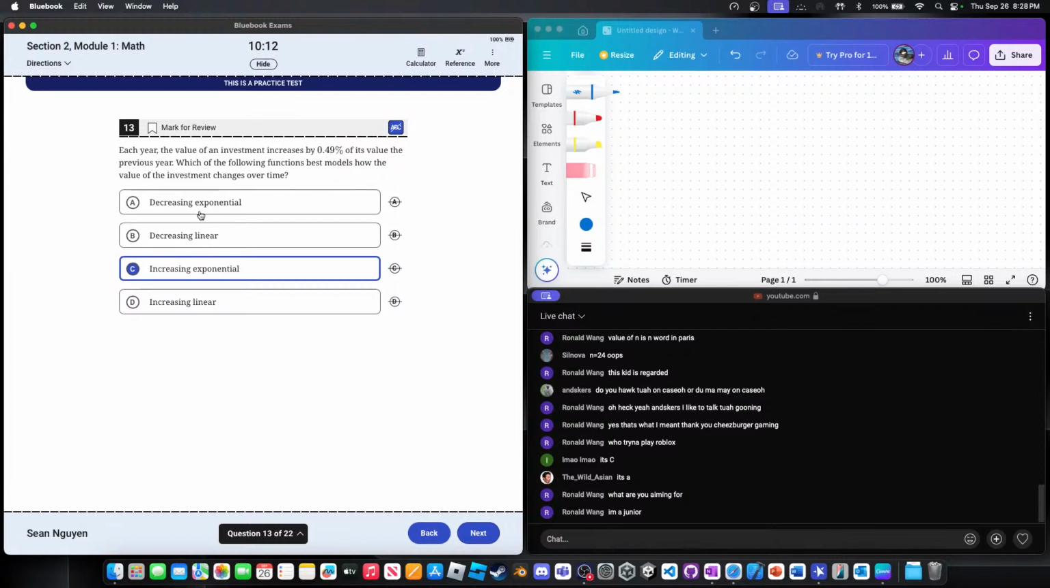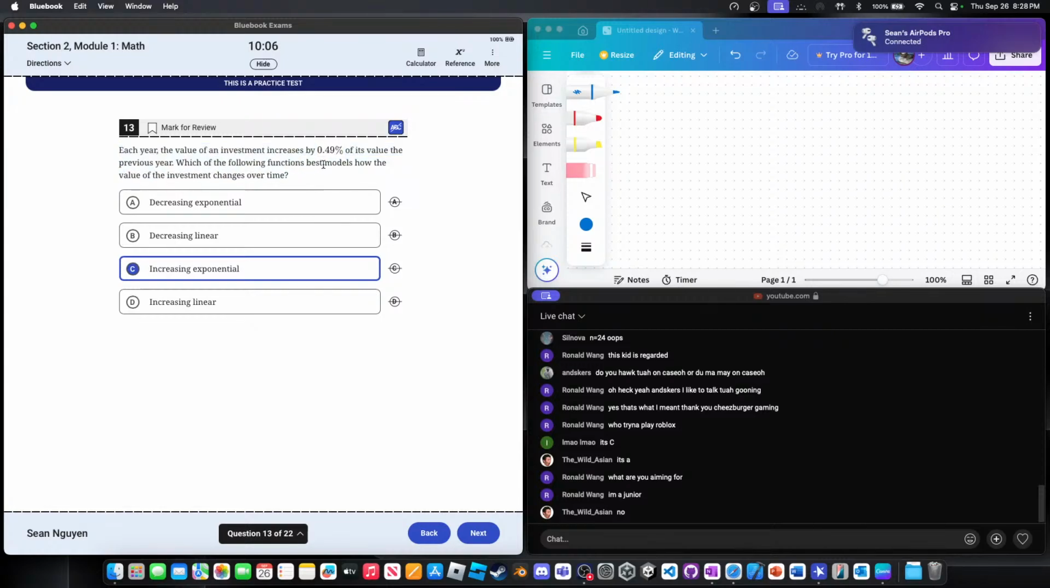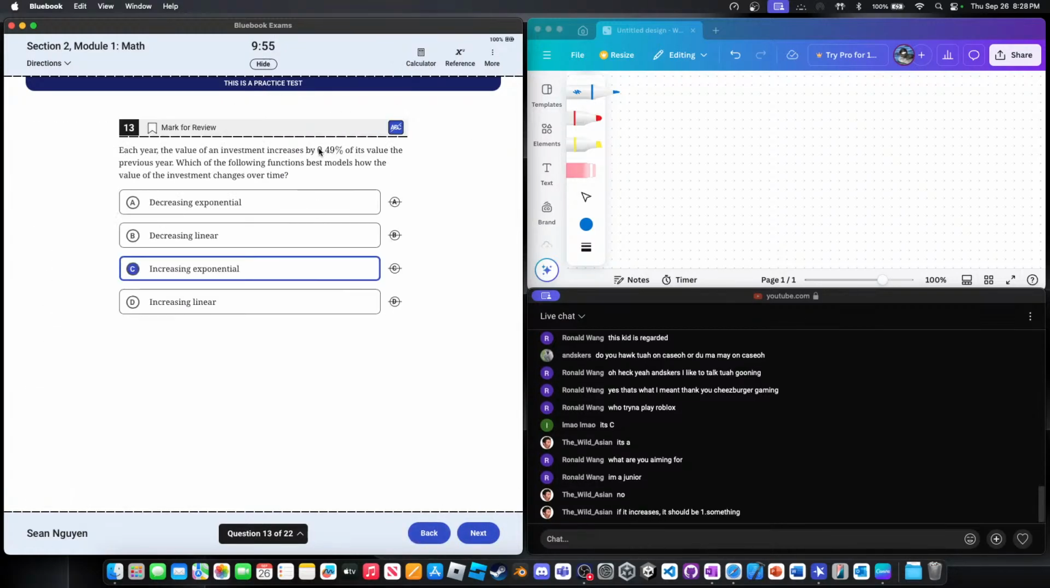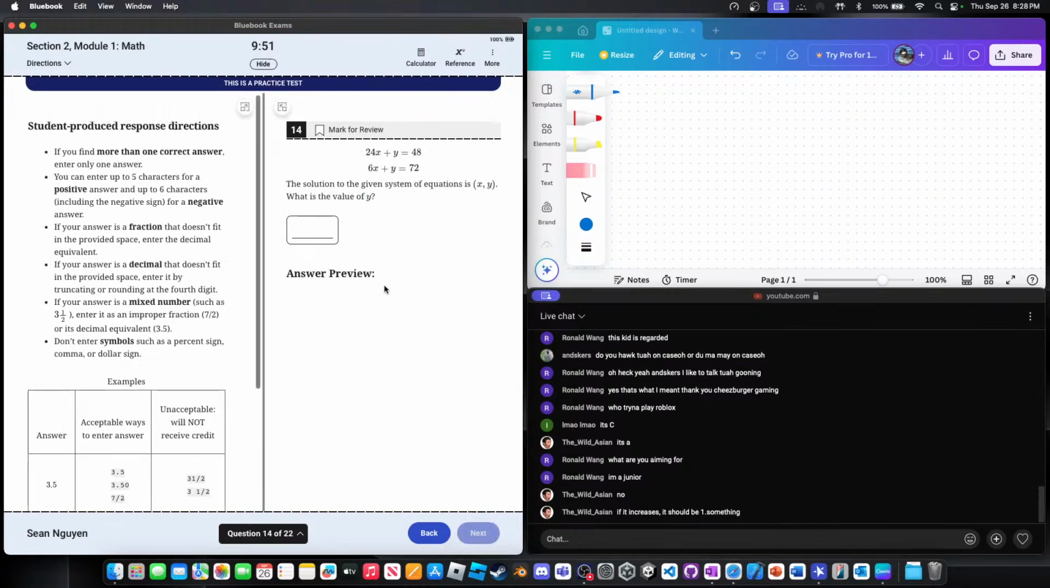The reason why it's not A is because it's increasing by 0.49. So if we were to write it out in equation form, we would have to multiply 1.49 to the power of x. So it'd be whatever the previous, your original. Should be 1 point something, but it's increasing by 0.49. Like, that's literally in sentence form, right? You would say 49%.